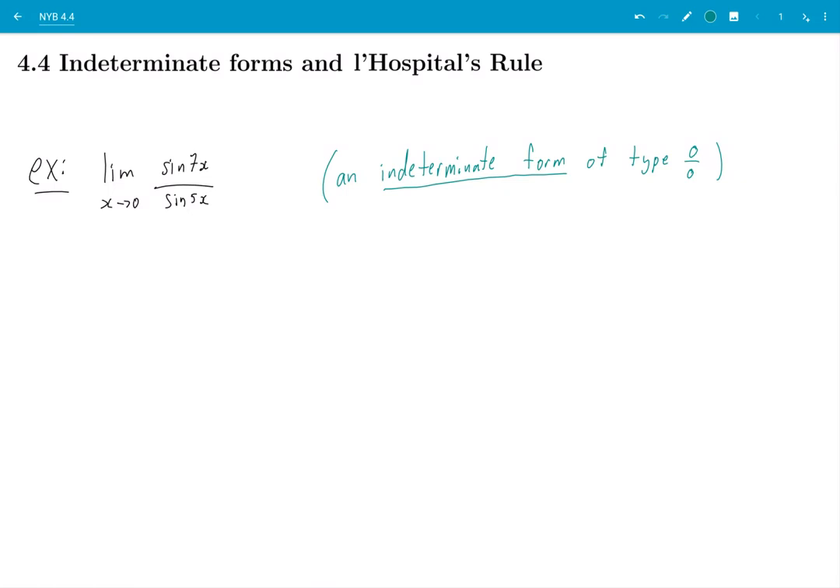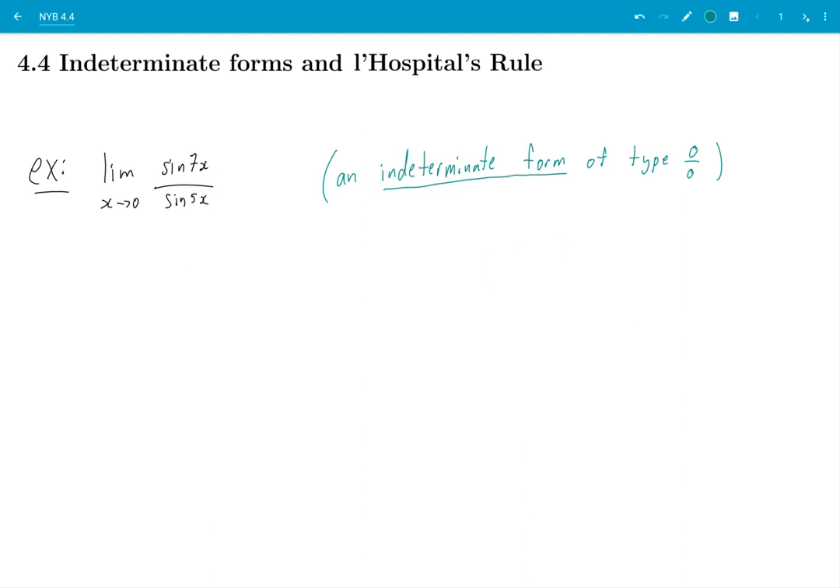So we have some strange limits here. That's roughly what we're saying when we say indeterminate form. Okay, we say I have a limit. In this case, the numerator is approaching 0, because sine of 0 is 0, and also the denominator is approaching 0.